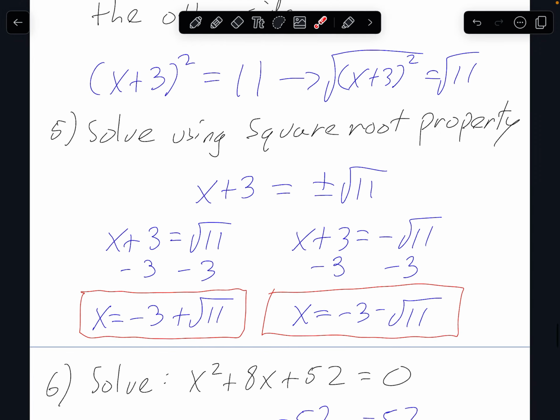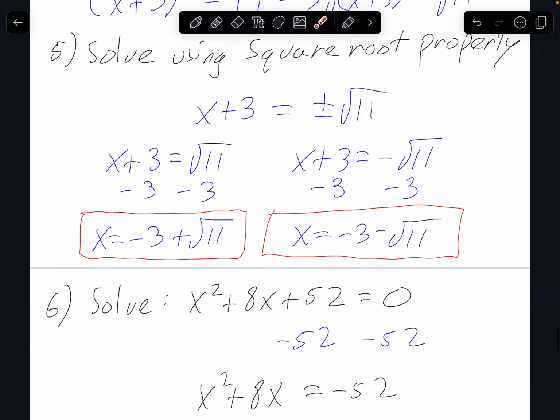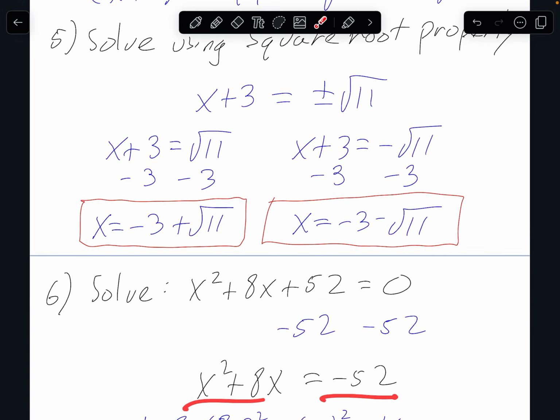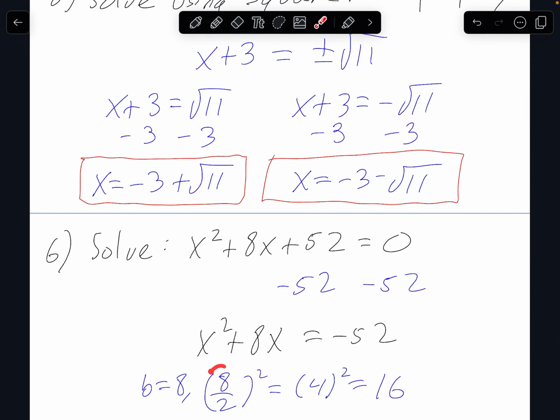Let's do another together. X squared plus 8x plus 52. If it's factorable, I suggest you factor. It's going to be faster and easier, but this one is not factorable. So let's move negative 52 to the other side. Let's create this equation here. Then let's figure out b, which is 8, divided by 2, raised to the second power. 4 to the second power is equal to 16.